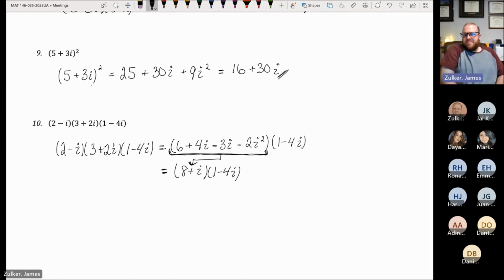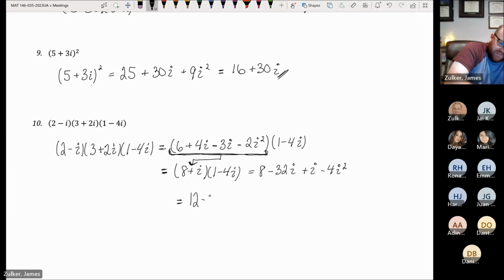Now we just FOIL again. 8 times 1 plus 8 times negative 4i plus i times 1 plus i times negative 4i. How does that simplify? Yes, 12 minus 31i.